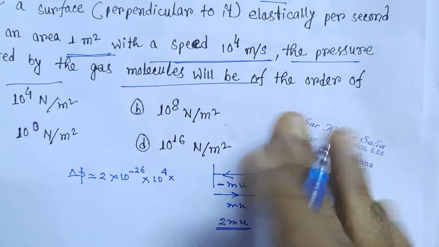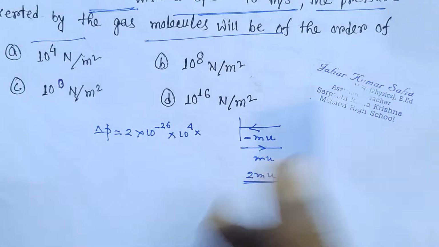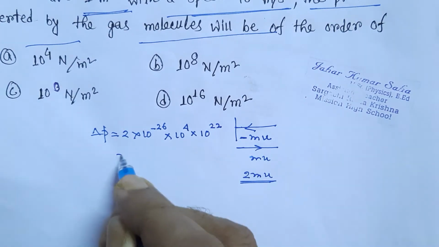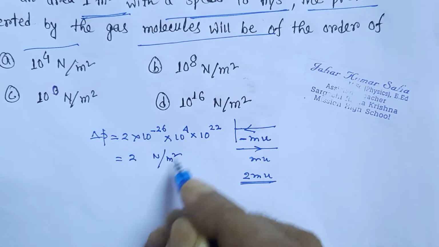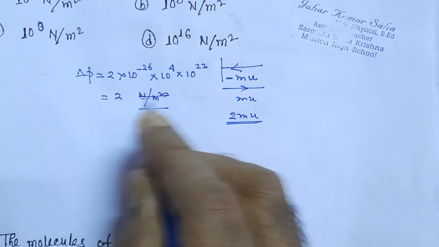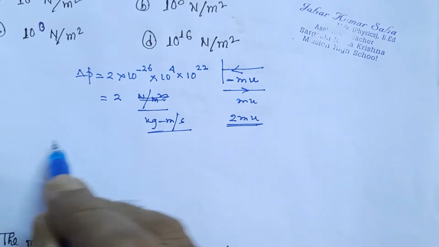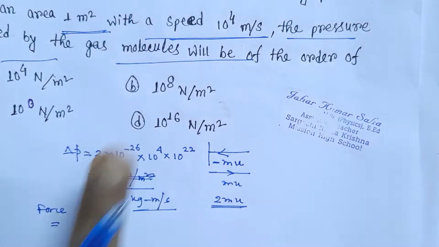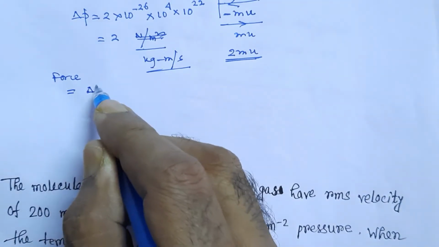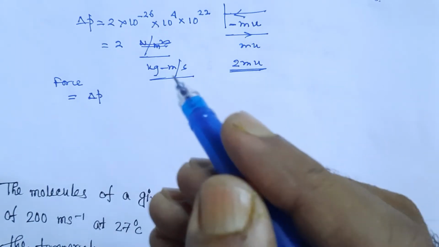And how many molecules are there? 10 to the power 22. So the total change in momentum into 10 to the power 22, that is your 2 Newton per meter square, or kg, that is your 2 kg meter per second change in momentum. So the force exerted, force into area. Area is 1 meter square. So the force equals delta P, delta P is the change in momentum. So force equals delta P by T. What is the time taken? Per second. So the force is 2 Newton.